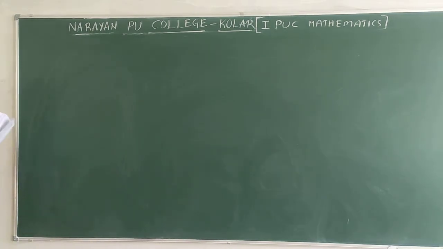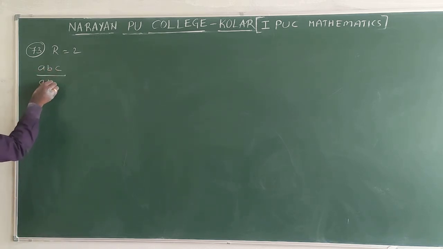Next, 73. If the circumradius of a triangle is 2, circumradius means capital R equals 2, then the maximum value of ABC by A plus B plus C.